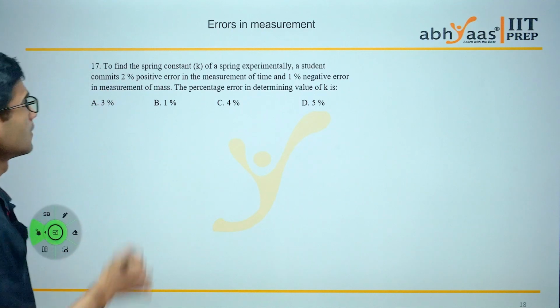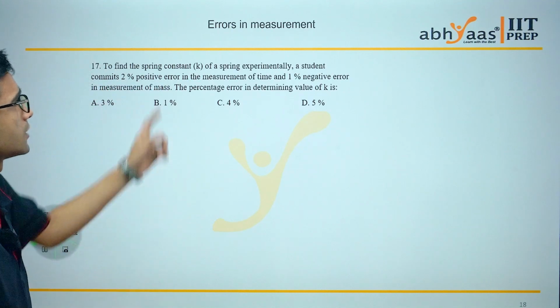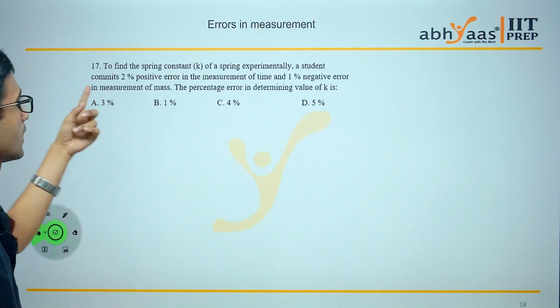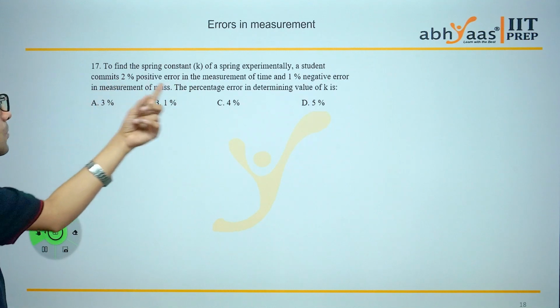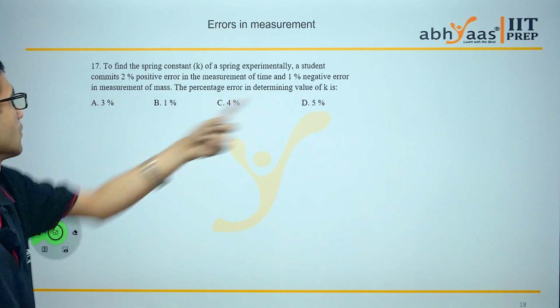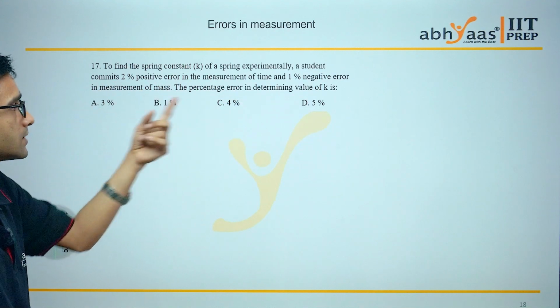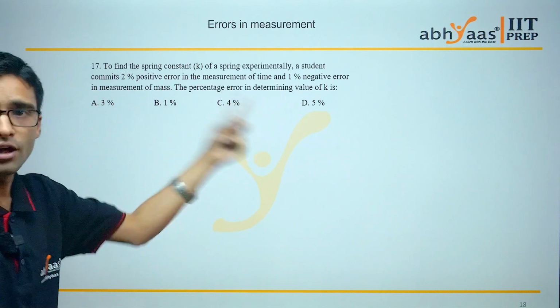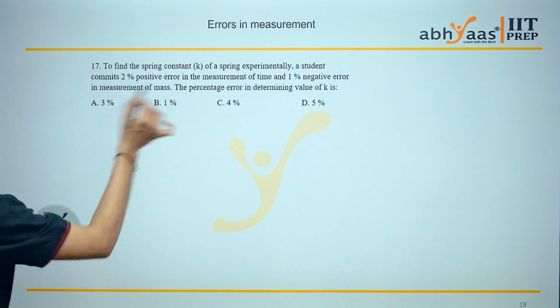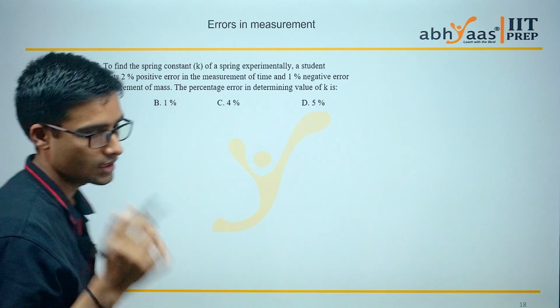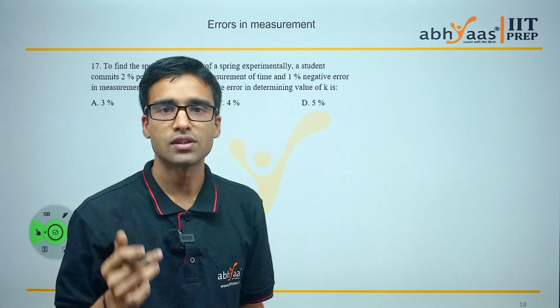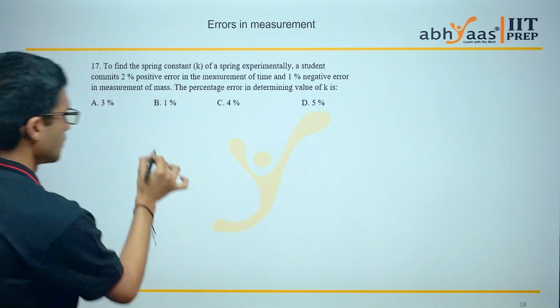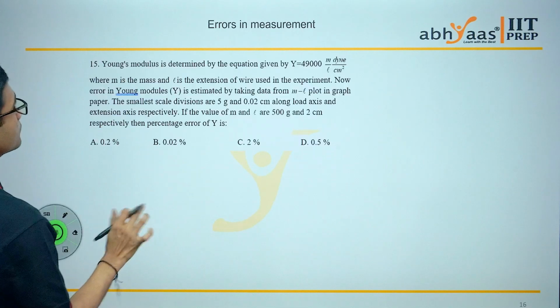So if you see, spring constant of a spring experimentally to find, a student commits 2% positive error in the measurement of time, 1% negative error in the measurement of mass. Percentage error in determining the value of k. So if you see this one, we have to get the equation. Which equation comes to mind?